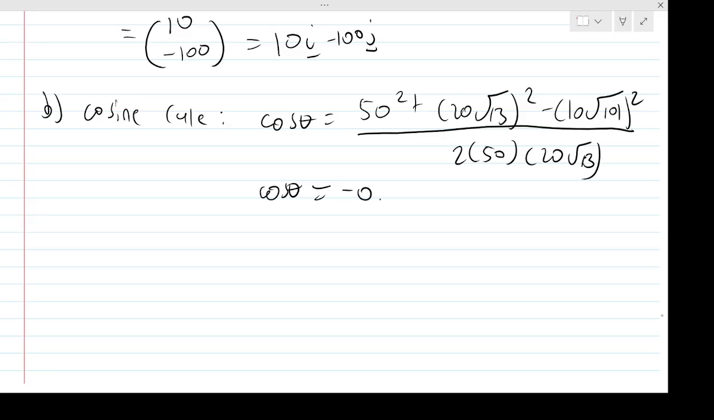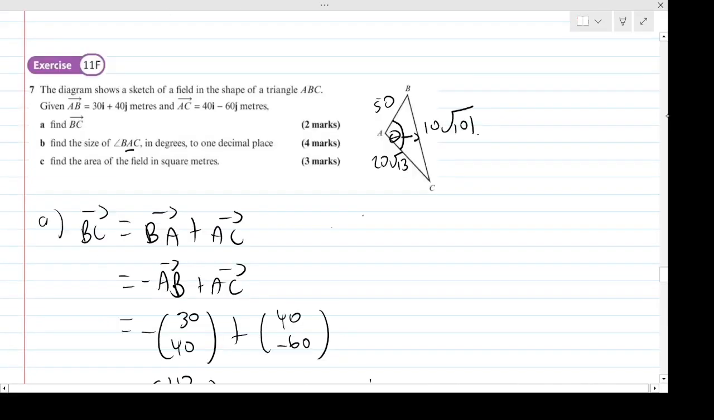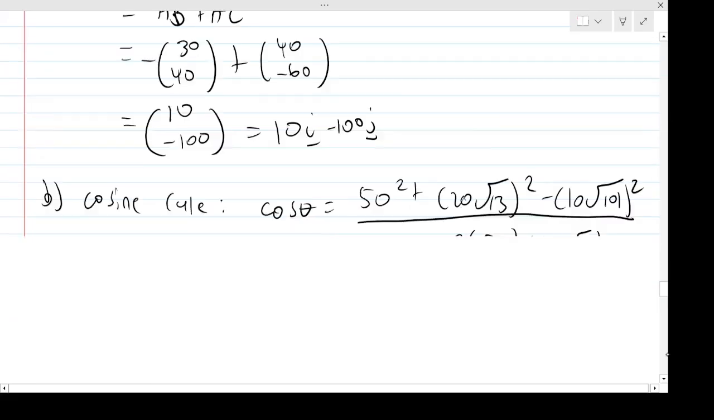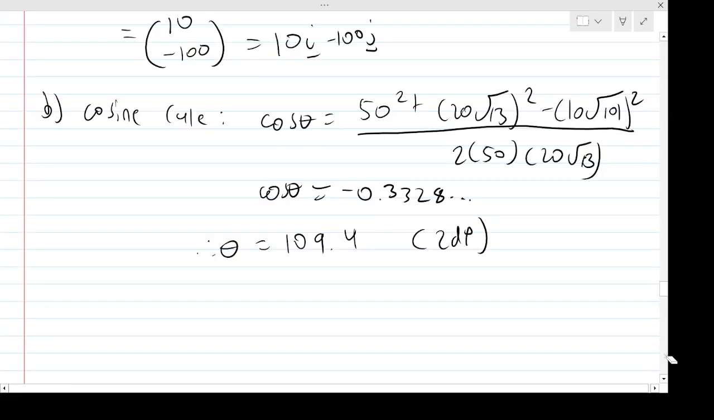And so if we do this, we get cos theta to be minus 0.3328 blah blah blah. So therefore theta then, if we do inverse cos, we get 109.44 degrees to 2 decimal places. So that's the angle. Oh, to 1 decimal place would then be just 109.4. Okay, to 1 decimal place. Okay, cool. So that's the angle there.